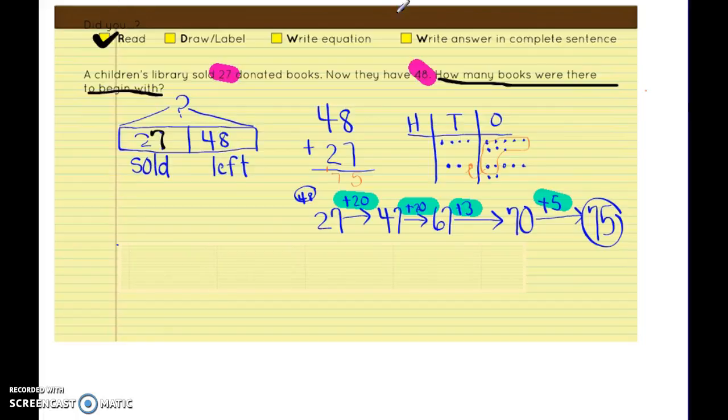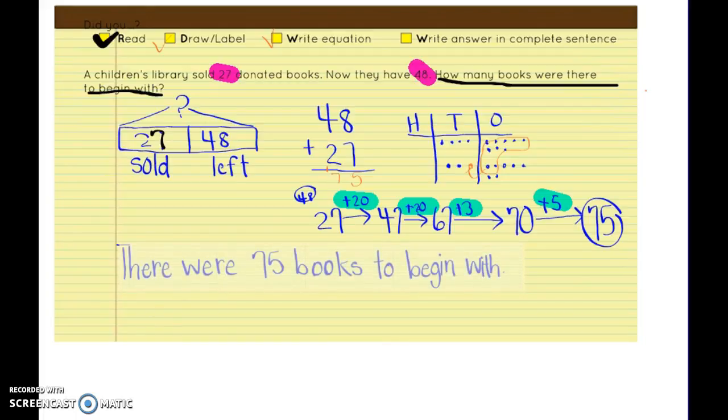Now that I have completed and drawn and labeled, and I've written the equation, all we simply have to do is write our answer in a complete sentence. So pause the video and write your answer in a complete sentence. Press play when you're ready to continue with me. Your sentence should say, there were 75 books to begin with in the children's library.